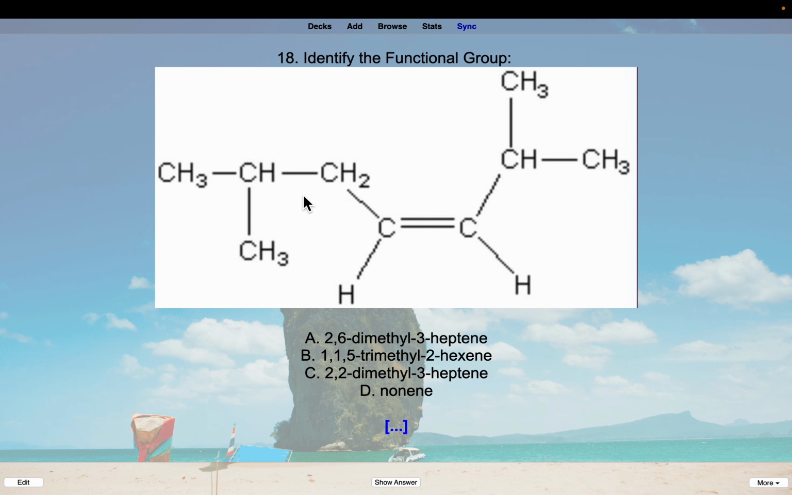Identify the functional group. Where do we start? Let's identify the parent chain first. 1, 2, 3, 4, 5, 6, 7. Okay, so clearly we have heptene. So letter B is wrong. D is already wrong. It's too short.